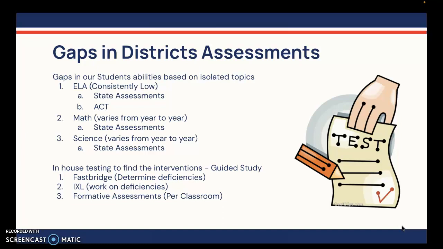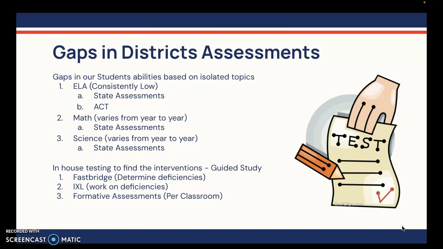I talked with my principal about this one, and she said ELA is probably consistently low across the board. We get this data from our state assessment and our ACT. I'll go more into that a little later in the slide. The other assessment we have is math. She said, I've seen the data as well. We vary greatly on this one from year to year. When we have high achieving classes, our math will look great. When we have low years with lower achieving students, it will not look very good.